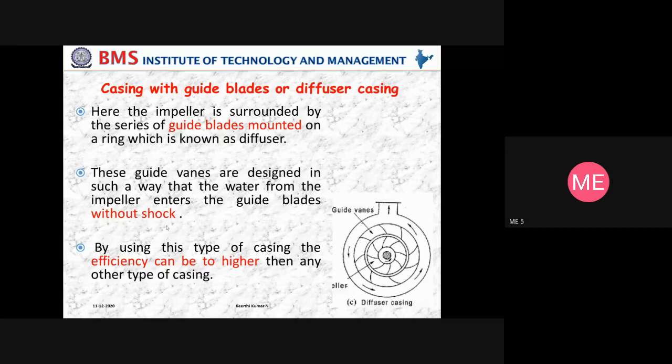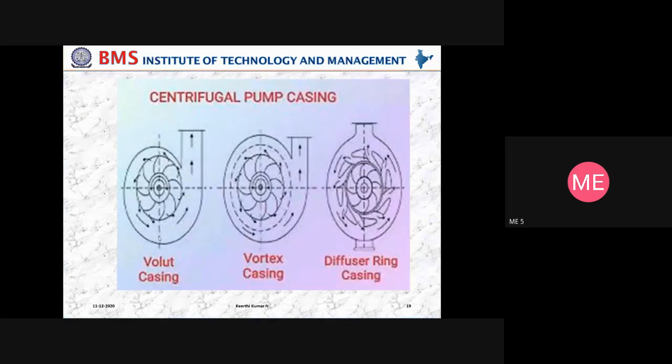Without shock the water will go outside, and efficiency can be higher compared to the earlier two types of casing. This is the figure of the casings. Volute casing: see, there is no ring. Vortex casing: there is an intermediate ring between the casing and the impeller. And diffuser casing: instead of simply a ring, the ring is removed and guide blades are attached. In one, the formation of eddies is more; here it is reduced; here it is completely eliminated because of the guide blades, so efficiency goes on increasing. So these are the three types of casings in a centrifugal pump.